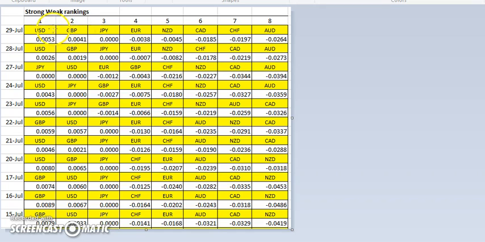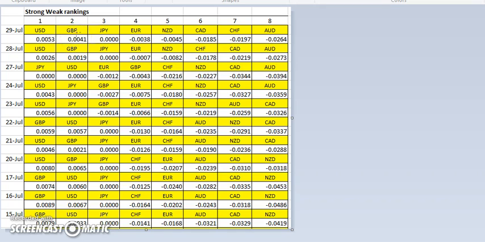Now, one thing I can do with this information is I know exactly how strong every single currency is in relation to the others just by looking at this. We're looking at the U.S. dollar and the pound. That's very close together right now. There's very little difference in the two. The dollar is just slightly stronger than the pound.